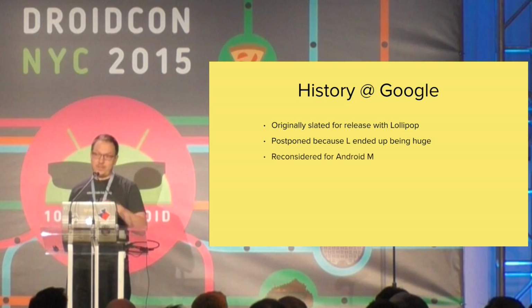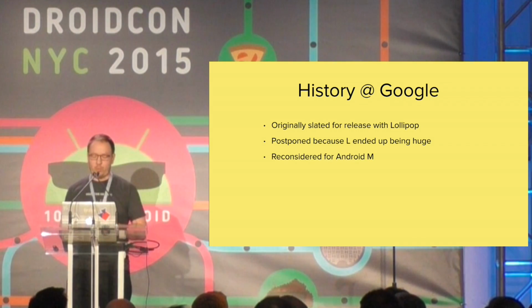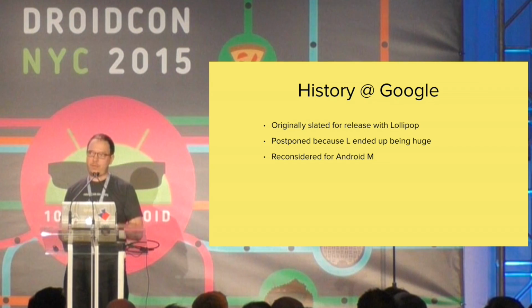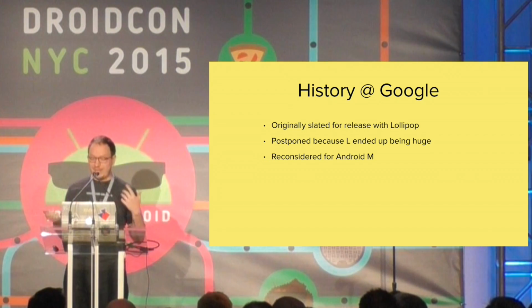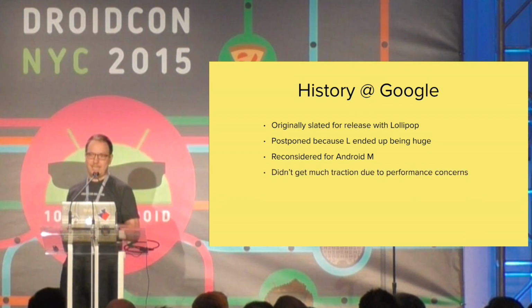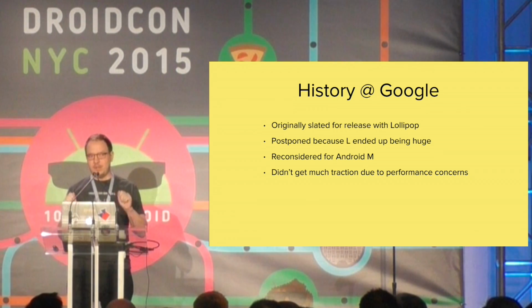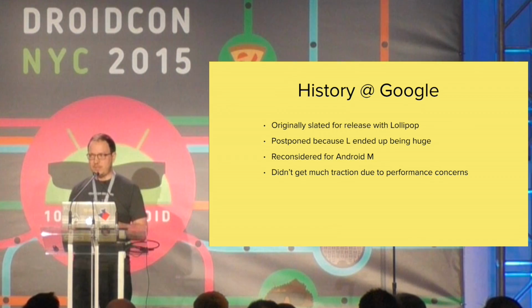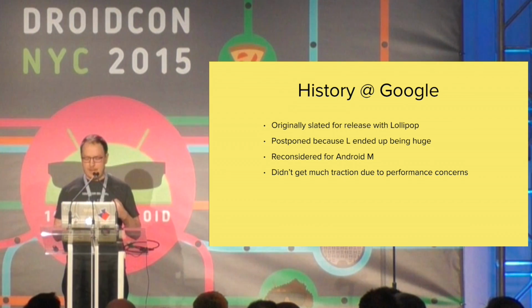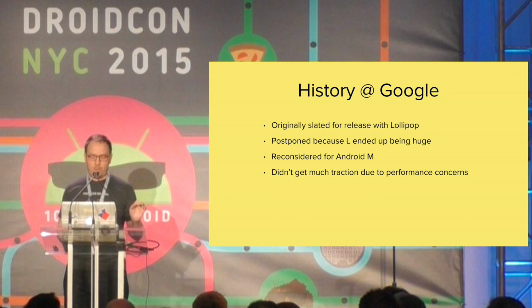So towards the end of 2014, they were like, okay, what are we going to throw in Android M? So it was reconsidered. But unfortunately, it didn't pick up too much steam because there was kind of a bad vibe around data binding. It's very polarizing. So it was kind of slow to pick up speed.